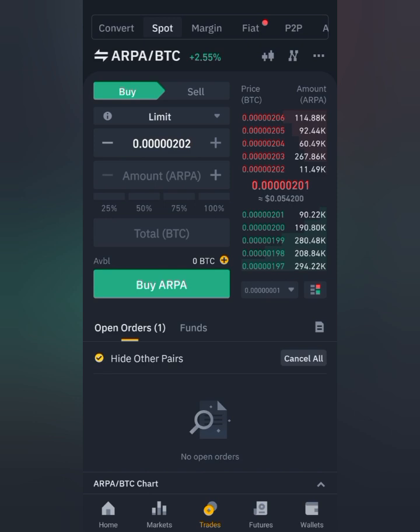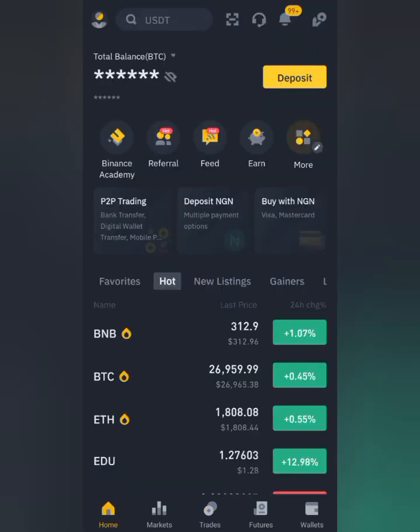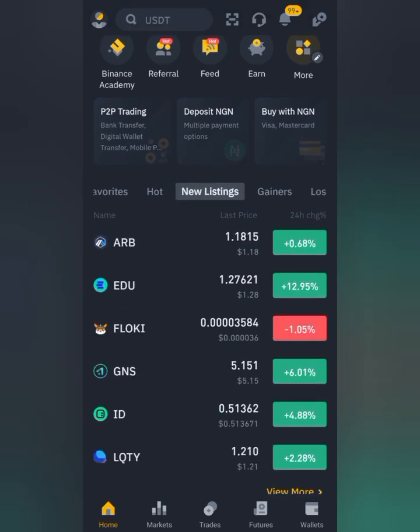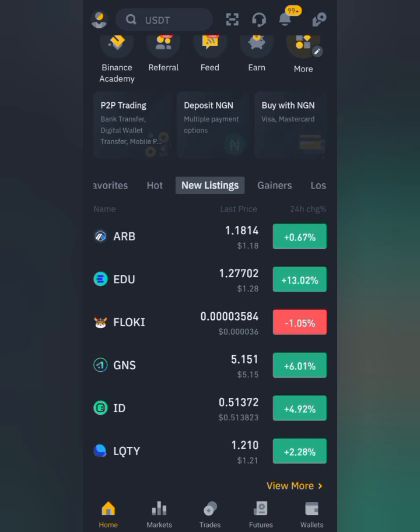Now, in spot trading, which is another one of my favorites, all you just have to do is go on to new listings or go on to gainers, right? So new listings, why do we choose new listings? We choose new listings because these are coins that are just fresh in the market, and there's a lot of velocity and volume going on, a lot of trading that's going on. That's why we choose new listings, right?